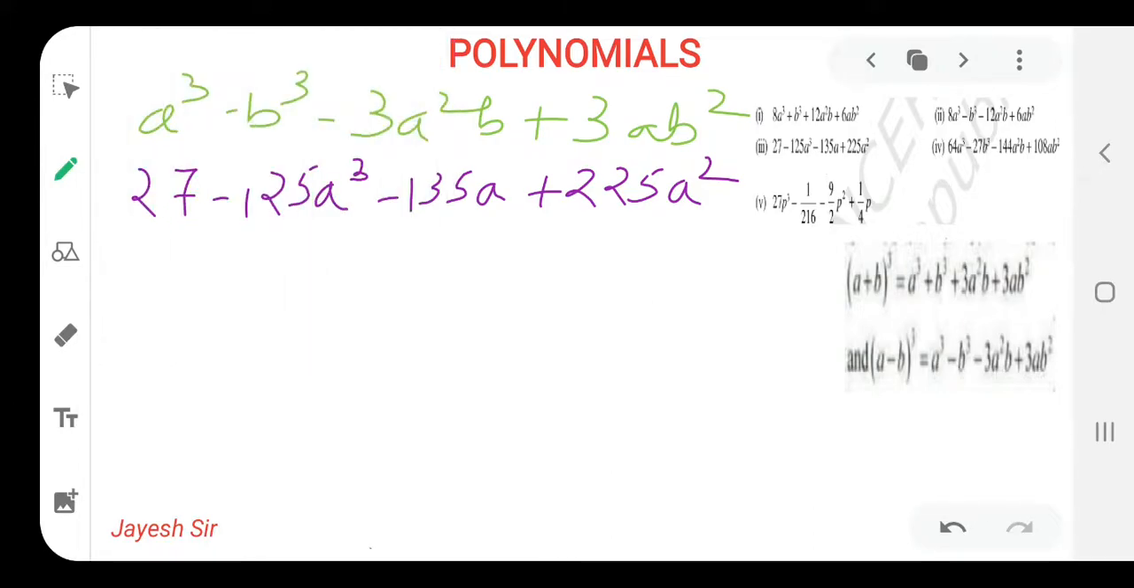So a cube of which number is 27? 3 cube is 27, so I am writing 3 over here. That means 3 cube is 27, we all know.